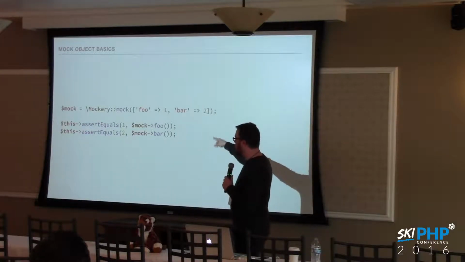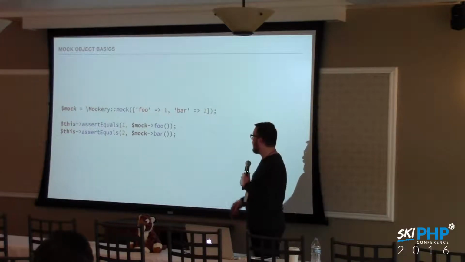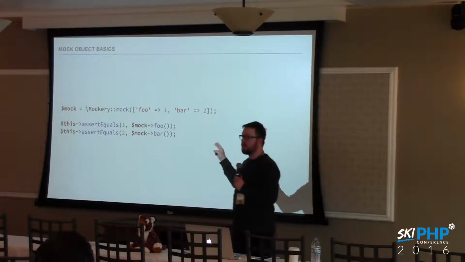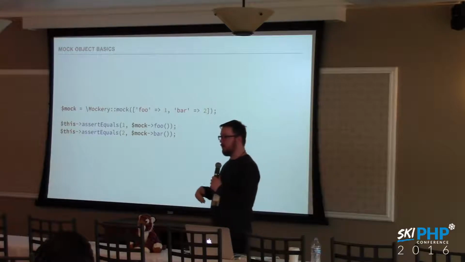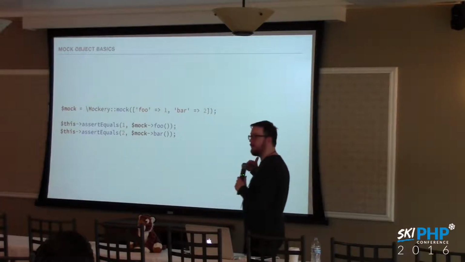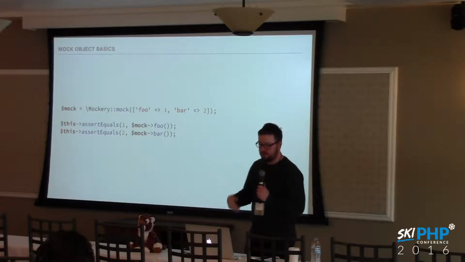And here I'm just showing, for the sake of example, that when we call mock foo, we get back 1. And when we call mock bar, we get back 2. Because we've set up these key value pairs. And the key is the method to call, and the value in that array is the value to return when you call that method on the mock object.